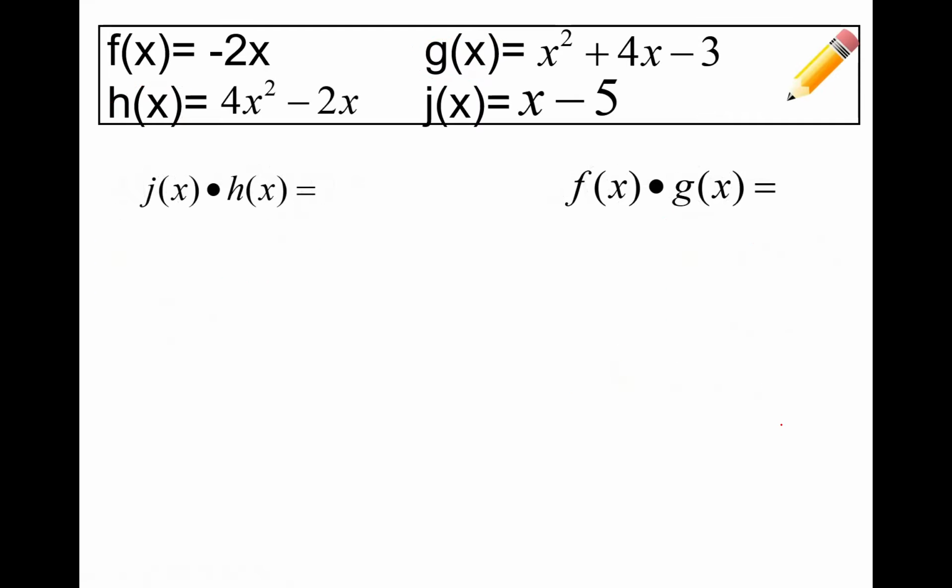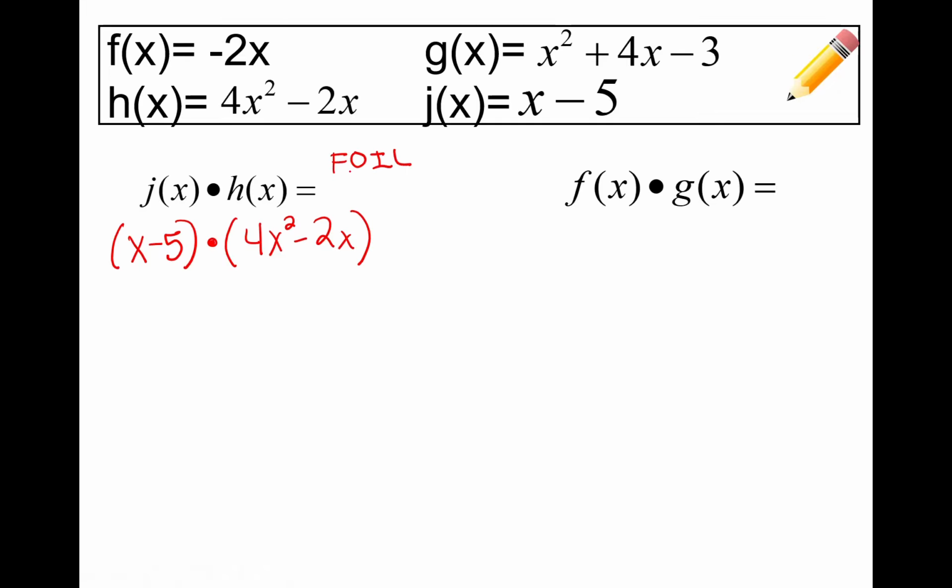So I got j of x times h of x. So I'm going to rewrite. And I'm going to put these in parentheses. So j is x minus 5, and h is 4x squared minus 2x. Now, this means multiplication, which means we have to FOIL. It's been a hot minute probably since we FOILed. So FOIL.